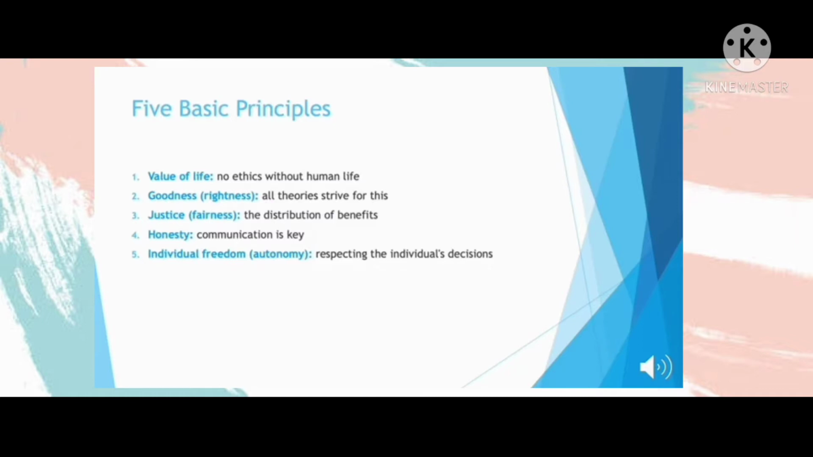That includes non-maleficence and beneficence, so not harming others, but rather benefiting them instead. Number 3 is justice or fairness. So treating others fairly, differentiating between goodness and badness. Number 4 is honesty. Communication is key, so there is a need for a strong attempt to at least try and be truthful. Number 5 is individual freedom or autonomy, so respecting the individual's decisions. Basically, that means that people, being individuals with differences, must have freedom to choose their own way.